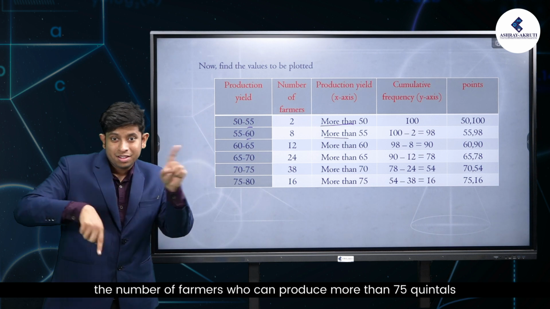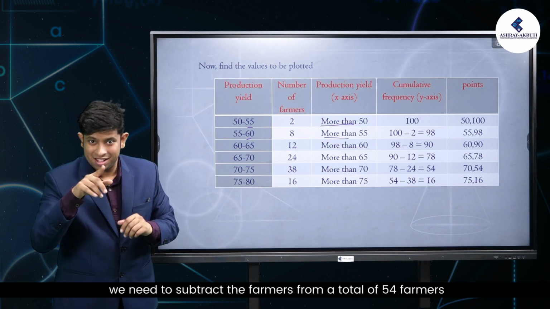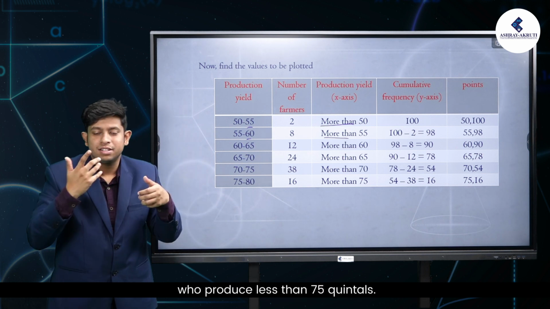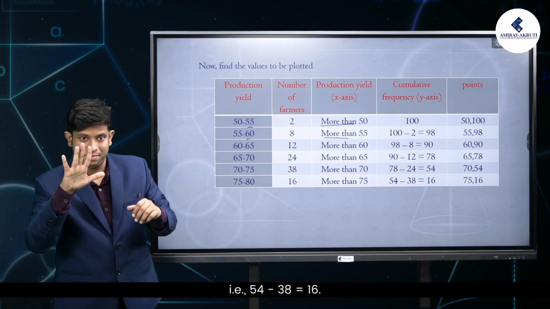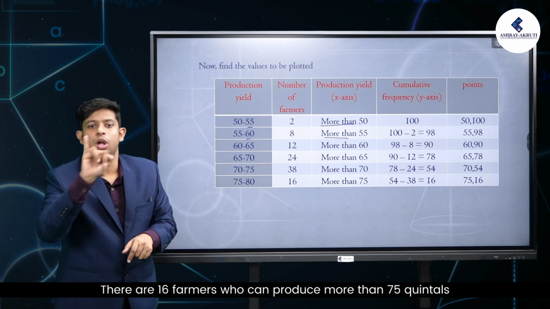To get the number of farmers who can produce more than 75 quintals, we need to subtract the farmers from a total of 54 farmers who produce less than 75 quintals. That is 54 minus 38 is equal to 16. There are 16 farmers who can produce more than 75 quintals.